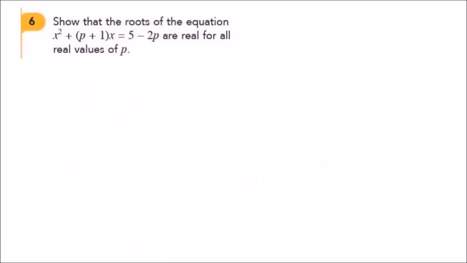Right, so if you look at question 6, again, this is a question where you are supposed to show that the roots of the equation given are real for all real values of p. Right, so you are not told that the roots are real. You're supposed to show that they're real. Hence you can't let b squared minus 4ac be more than 0 straight away. You can't do that.